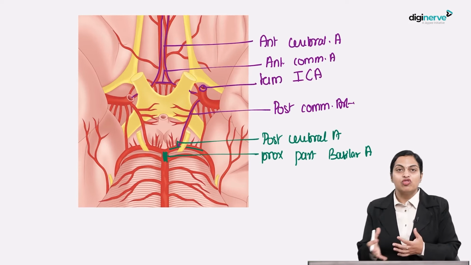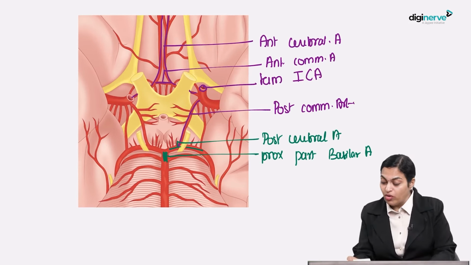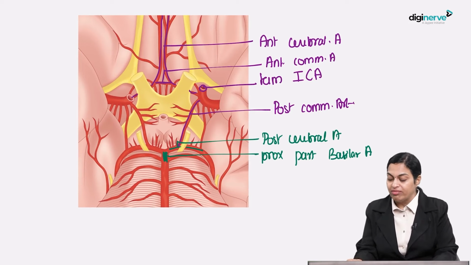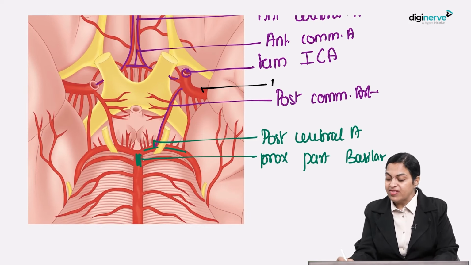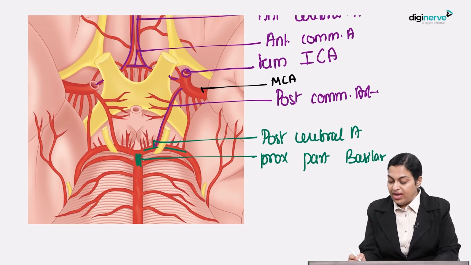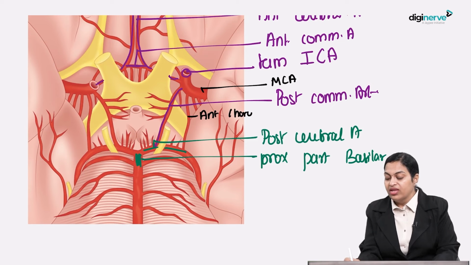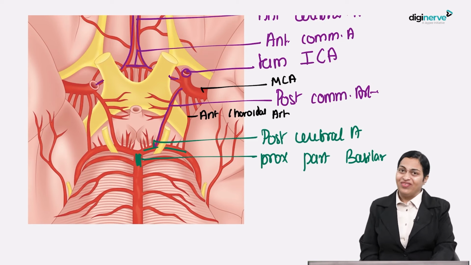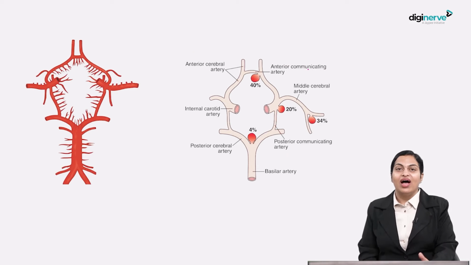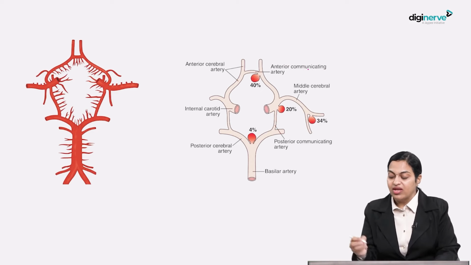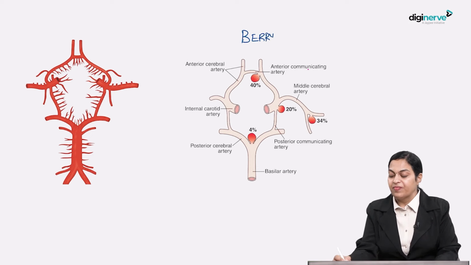So which branch of the internal carotid is not contributing to the circle of Willis? I'll show it in black color. The middle cerebral artery. And here this was the anterior choroidal artery, right? They do not contribute to the circle of Willis. Fine. So an aneurysm involving the arteries contributing to the circle of Willis, this congenital aneurysm, is called the berry aneurysm.